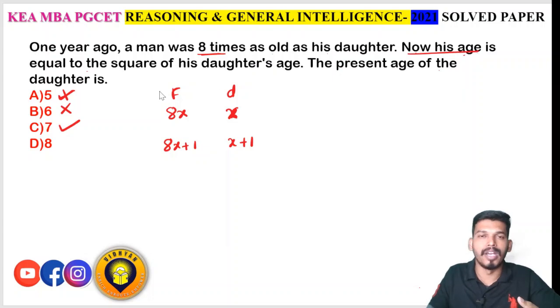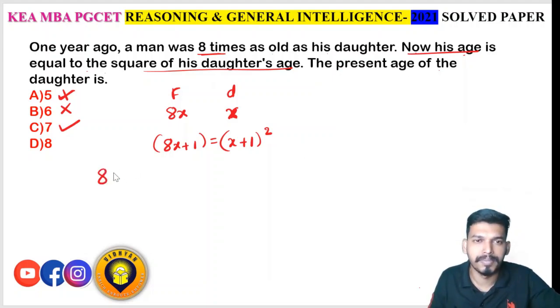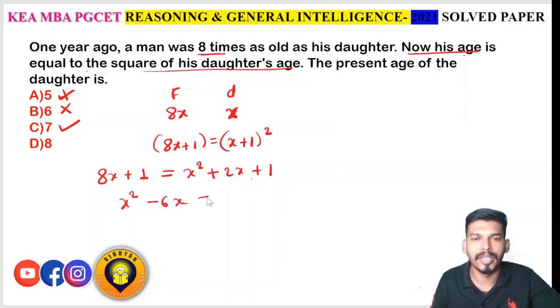Now what is the condition? Now his age is equal to the square of his daughter's age. That means 8x plus 1 is equal to the square of x plus 1, they have said. Now just open the bracket and verify this. 8x plus 1 is equal to x plus 1 the whole square. Solve this. By the (a plus b) whole square formula, we get x square plus 2x plus 1. Now take it on one side: x square plus 2x minus 8x will become minus 6x, plus 1 minus 1 will become 0. x square minus 6x equals 0. If I take x as common, x into (x minus 6) equals 0.